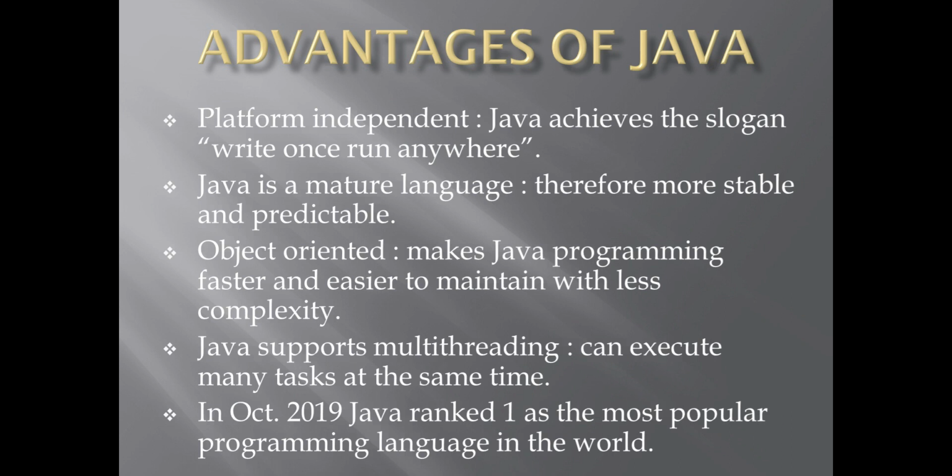In October 2019, Java ranked number 1 as the most popular programming language in the world. That shows you how Java is an amazing language to learn. And of course, it's the main programming language for Android. Later, they introduced Kotlin, but still, Java is a powerful language to learn, commonly used in many different applications. So yeah, that's all for this video.